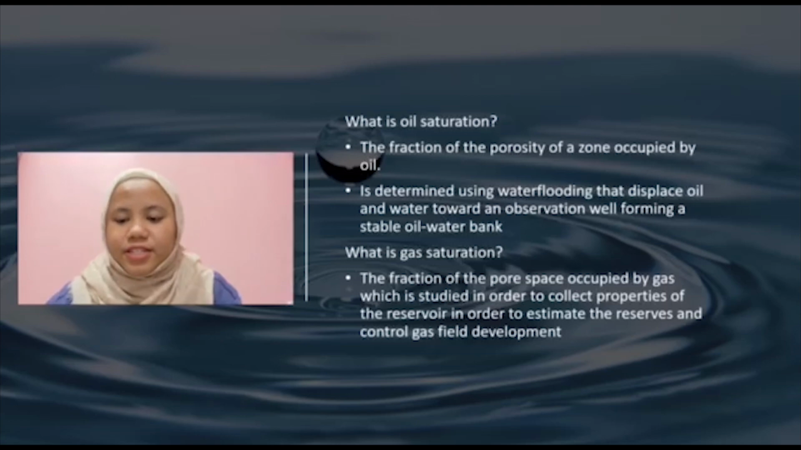What is gas saturation? Gas saturation is the fraction of the pore space occupied by gas, which is studied in order to collect properties of the reservoir, to estimate the reserves and control gas field development. Most gas reservoirs also contain connate water. When water moves into the reservoir, the gas saturation is observed, corresponding to the amount of trapped gas.